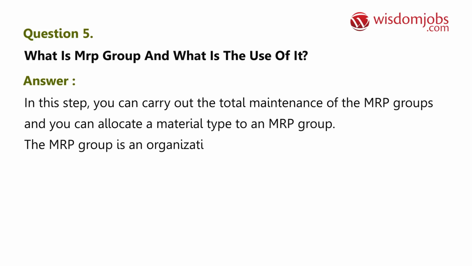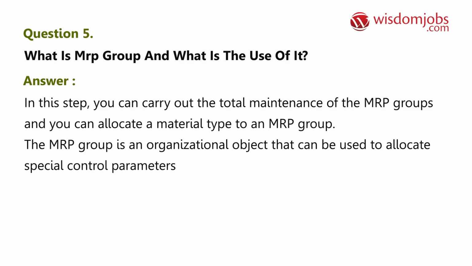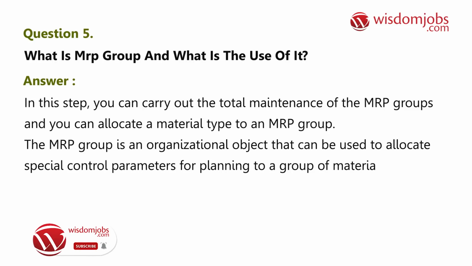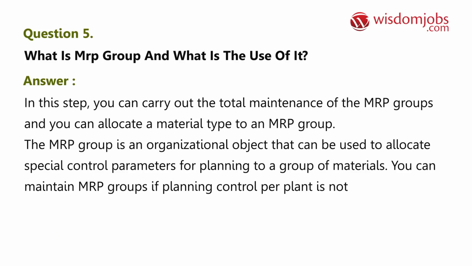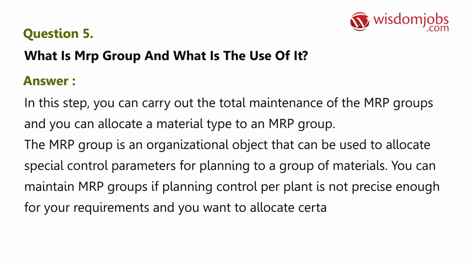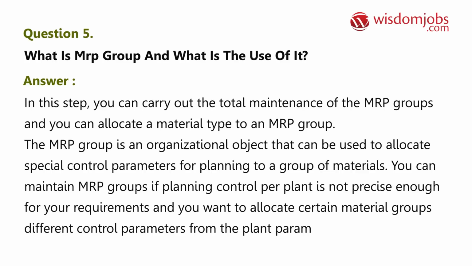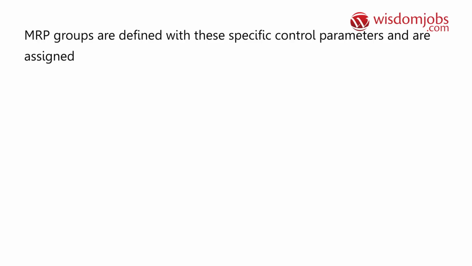The MRP group is an organizational object that can be used to allocate special control parameters for planning to a group of materials. You can maintain MRP groups if planning control per plant is not precise enough for your requirements and you want to allocate certain material groups different control parameters from the plant parameters. For this purpose, MRP groups are defined with these specific control parameters and are assigned to the material in the material master record.